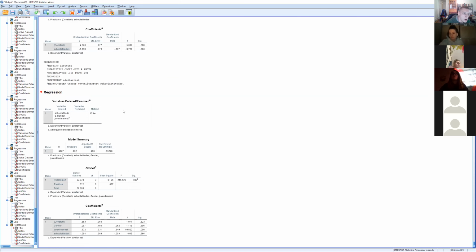All right. Okay, so notice in the model summary, now because it's a multiple regression, you want to look at the adjusted R-square. That is saying that this model explains about 98.8% of the variation in adult arrest. Okay, it's very difficult to get much better than that. This is because I just made the data up, but nonetheless, that is what it's saying. It's saying that gender, juvenile arrest, and school attitudes collectively explain about 98.8% of the variation in adult arrests.